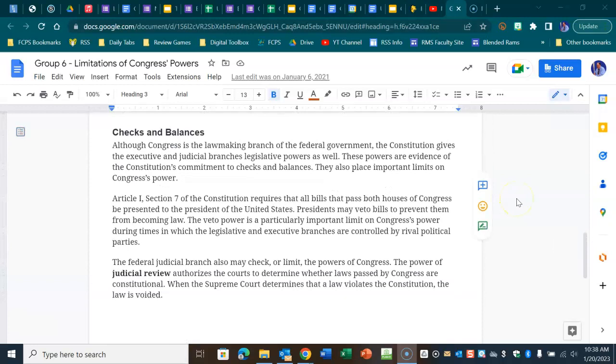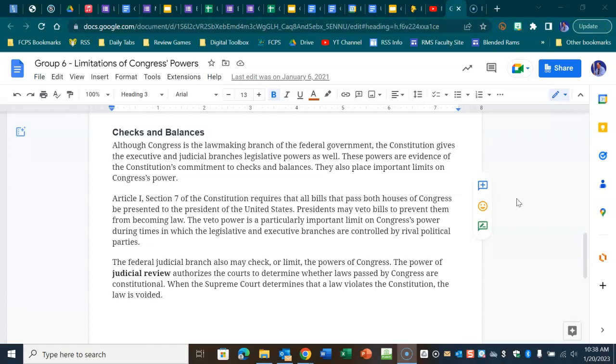Checks and balances. Although Congress is the lawmaking branch of the federal government, the Constitution gives the executive and judicial branches legislative powers as well. These powers are evidence of the Constitution's commitment to checks and balances. They also place important limits on Congress's power. Article 1, Section 7 of the Constitution requires that all bills that pass both houses of Congress are presented to the President of the United States. Presidents may veto the bills to prevent them from becoming law.